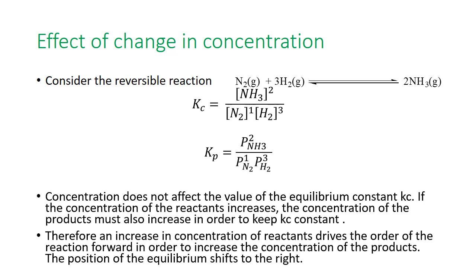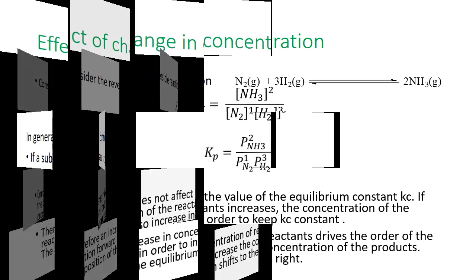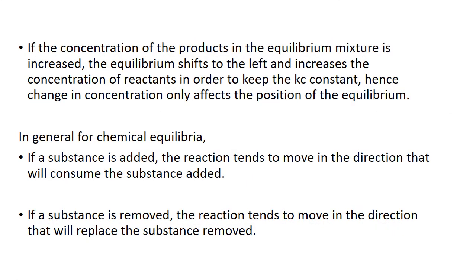Concentration does not affect the equilibrium constant. That is, if the reactants increase, then they react more to form the products. That means the increase in concentration of the reactants drives the reaction forward in order to increase the concentration of the products. Therefore, the position of the equilibrium shifts to the right. Similarly, when we increase the concentration of the products, they will react in the backward direction to produce more reactants. That means our equilibrium will shift to the left, however the value of Kc remains constant.